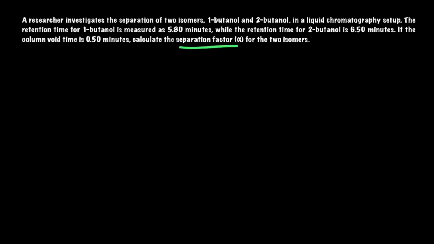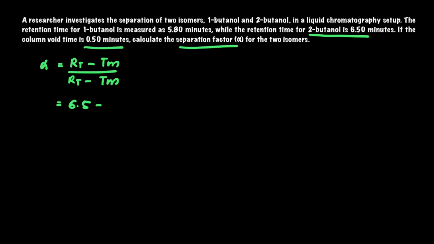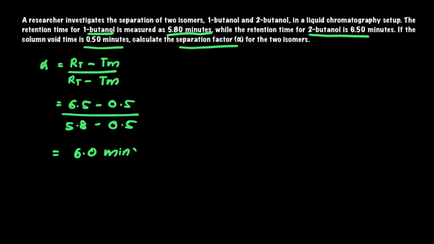So, the separation factor, which is the alpha, is equivalent to the retention time minus the void time, divided by the retention time minus the void time. Therefore, the retention time that we have for 2-butanol is 6.5, so we're going to plug in 6.5, and the void time is 0.5, divided by the retention time for 1-butanol, which is 5.8, so 5.8 minus the same void time. Therefore, you will get 6.0 minutes divided by 5.3 minutes.